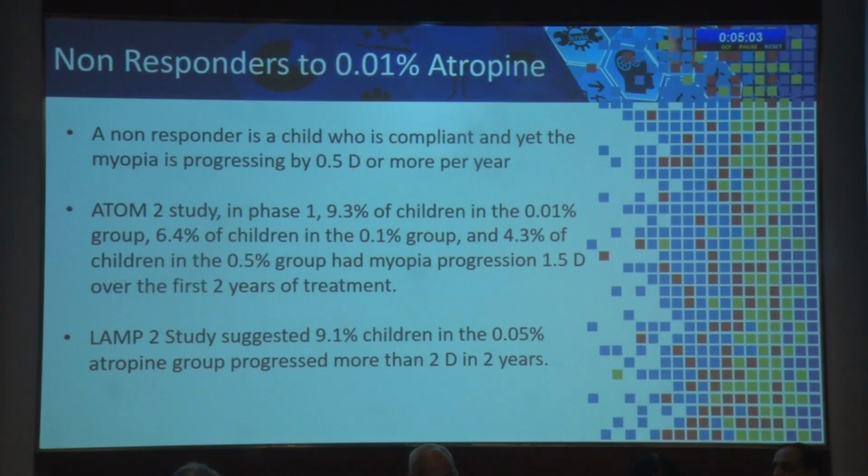So who is a non-responder? A non-responder is a child who is compliant and yet the myopia is progressing at the rate of 0.5 diopter or more per year. In ATOM 2, over a period of 2 years, 9.3% of children on 0.01% atropine were non-responders. In LAMP 2 also, there were a good number of non-responders.